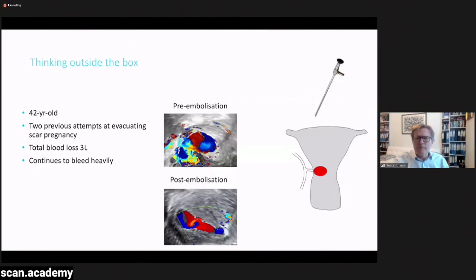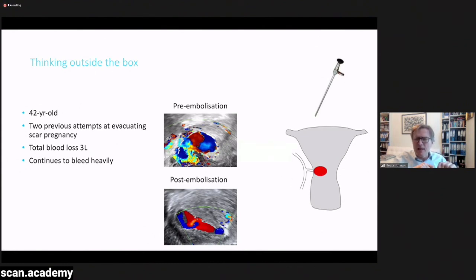Another example is a patient who was referred to us. She had 2 previous attempts to remove a scar pregnancy, total blood loss 3 liters, and this is what we found. She had a massive, large, dilated blood vessel on the right-hand side, perfusing a small amount of pregnancy tissue. We decided to embolize her because putting a suction curette in this uterus would just suck masses of blood within seconds. Embolization was done, partially successful, but still a very large amount of blood was coming into the uterine cavity.